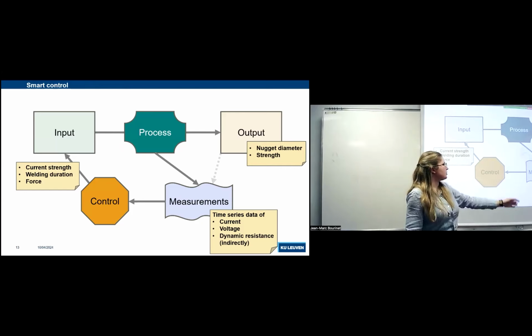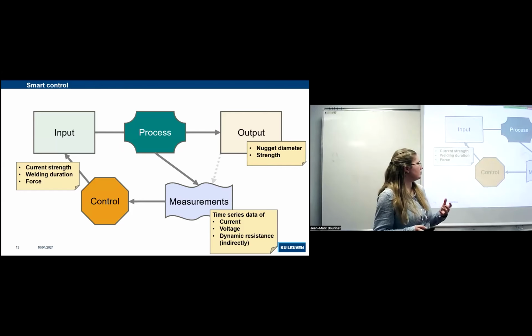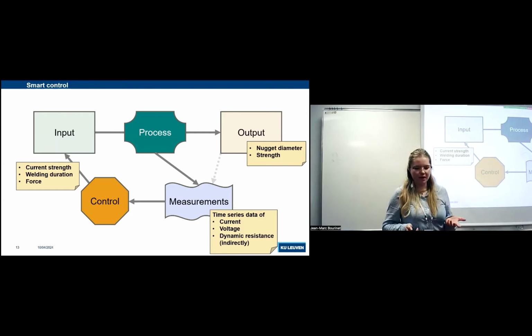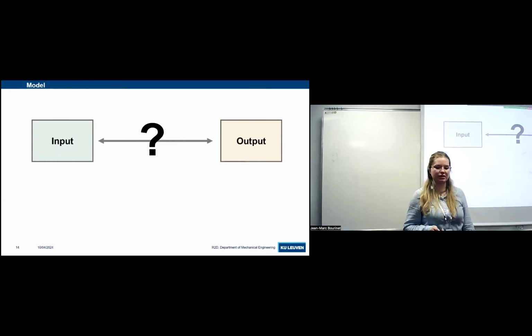Indirectly, you can control the strength of the weld through the size of the nugget diameter. You can also measure this after welding, but it is very expensive, therefore we cannot do it a lot of times. Further, we can measure current, voltage, and dynamic resistance during the welding process.